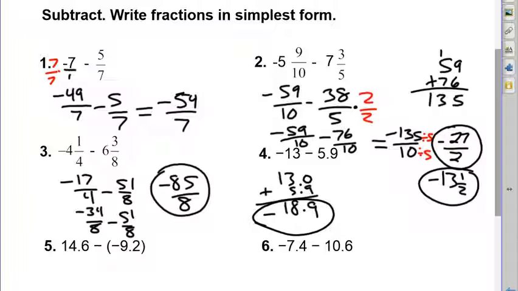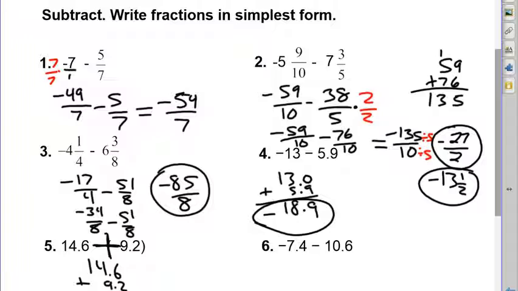Number 5, 14.6 minus negative 9.2. Minusing a negative, those double negatives cancel, and it becomes just one big plus sign. So our answer is going to be the result of 14.6 plus 9.2, and it's going to be a positive result.